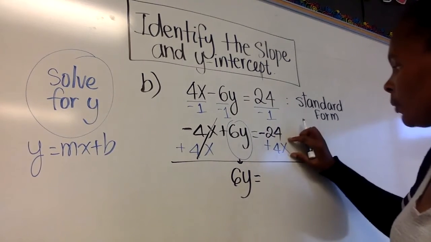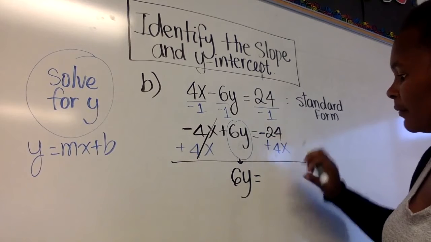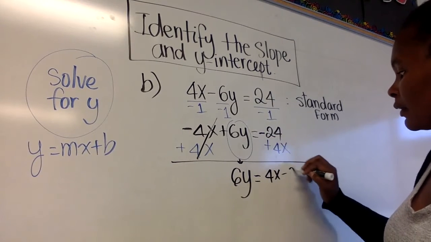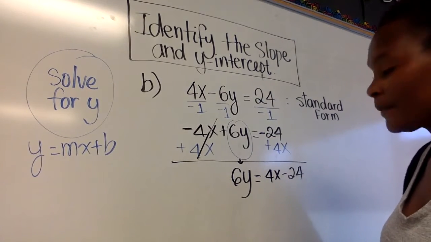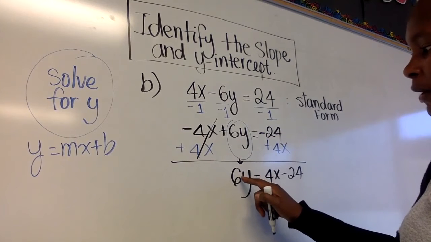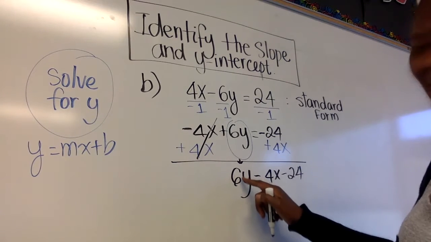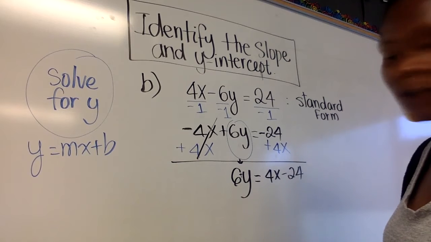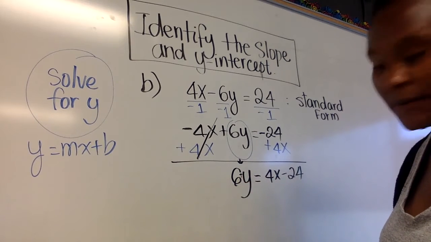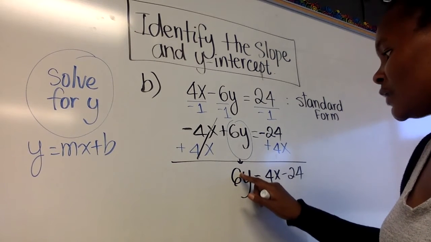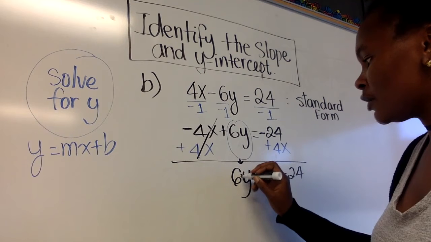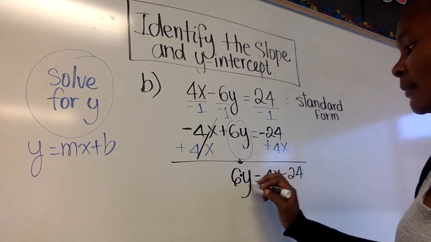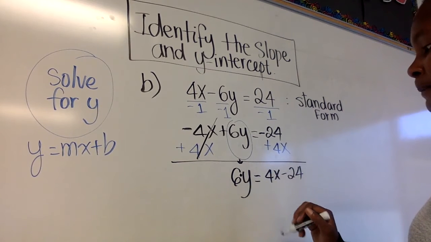So now make sure you write the term with the variable x first. So you get 4x minus 24. Then remember, if you don't see an operation right here, it doesn't mean it's addition. Some of my students think it's a plus, but it's not a plus. Mathematicians assume that you know that it's multiplication. There is a multiplication dot there. So it's 6 times y equals 4x minus 24.